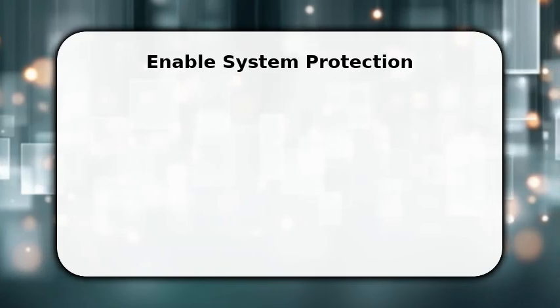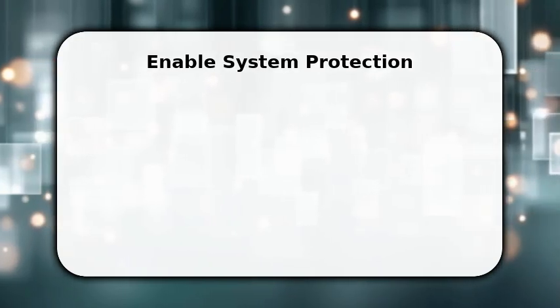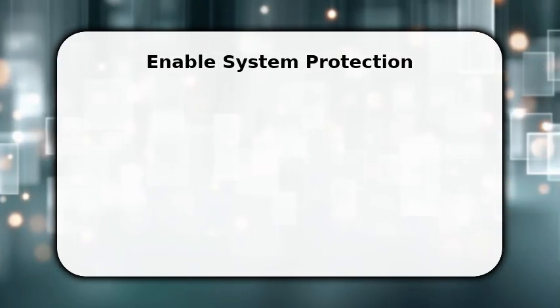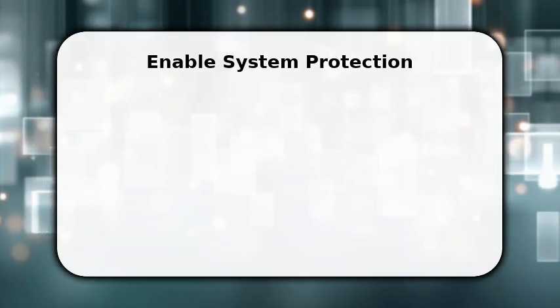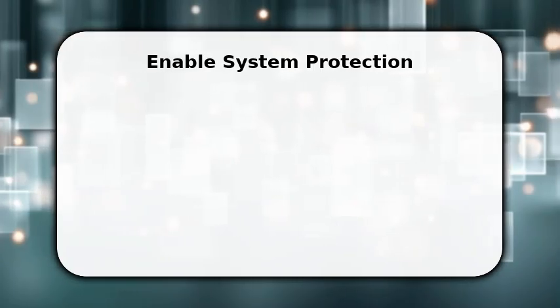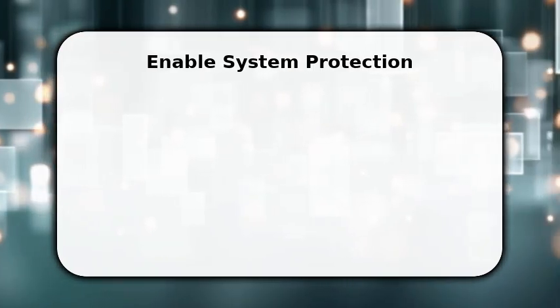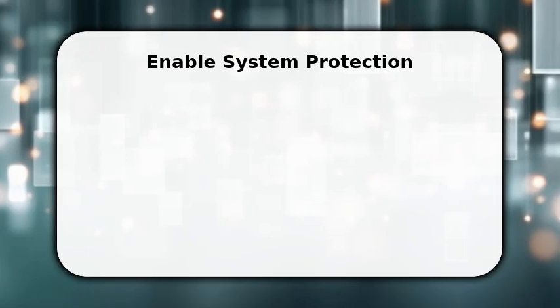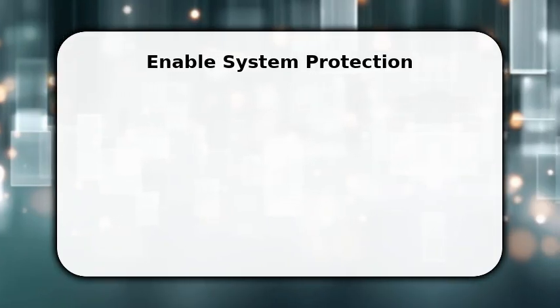Enjoy the video. You start by enabling system protection so Windows can make restore points automatically. Open Start, type Create a Restore Point, and press Enter. This takes you straight to System Properties. Select your system drive, click Configure, and turn on System Protection. This allows Windows to save snapshots.